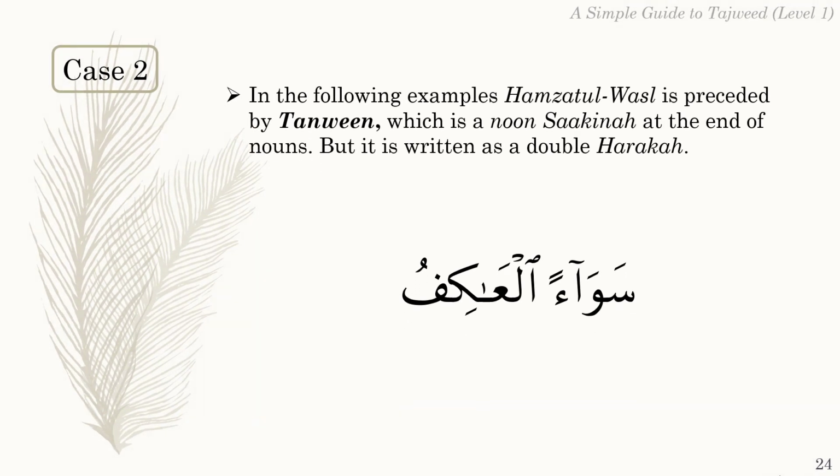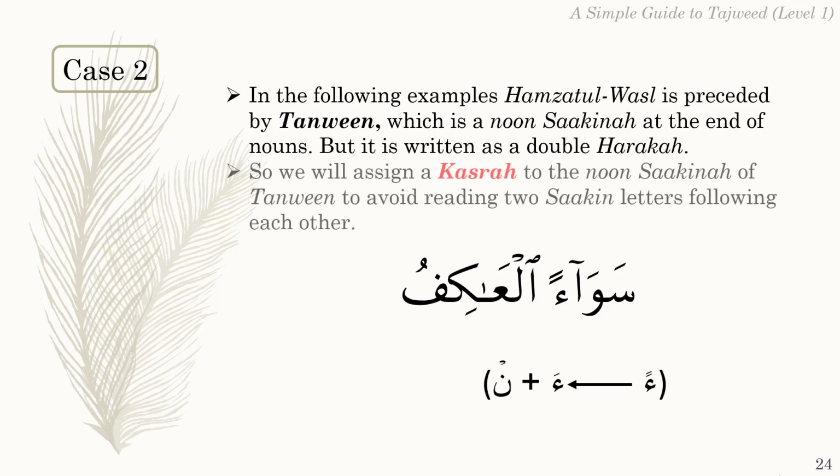But in the following examples, Hamzatul-Wasl is preceded by Tanween, which is noon sakina at the end of nouns, but it is written as a double Harakat. So we will assign a kasra to the noon sakina of Tanween to avoid reading two second letters following each other. In this example, when we skip Hamzatul-Wasl, the letter before it is the noon sakina of Tanween, and the letter after it is lam. To avoid reading two second letters following each other, we will assign kasra to noon sakina of Tanween and connect it to the letter after Hamzatul-Wasl, which is lam in this example.